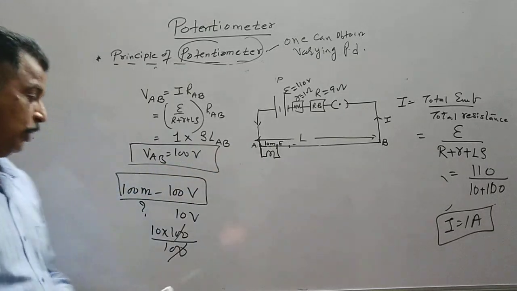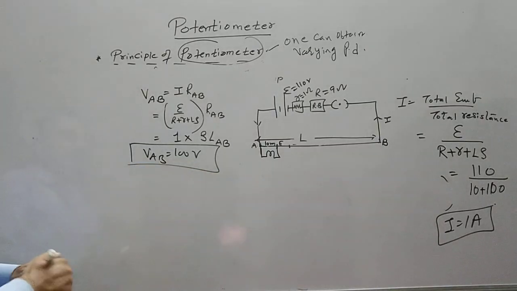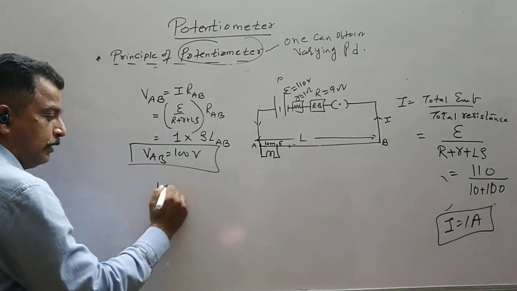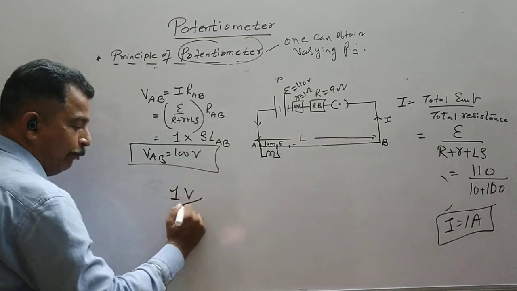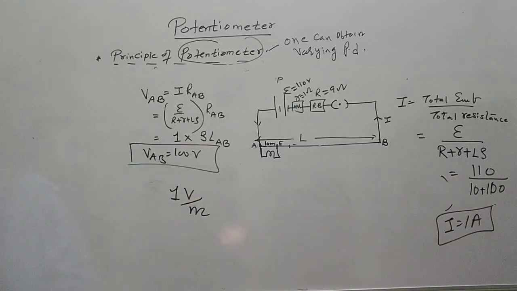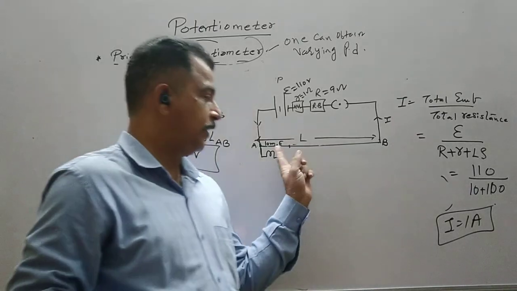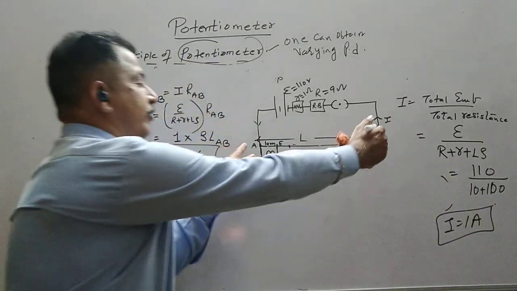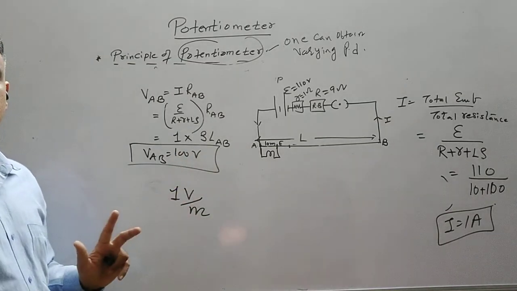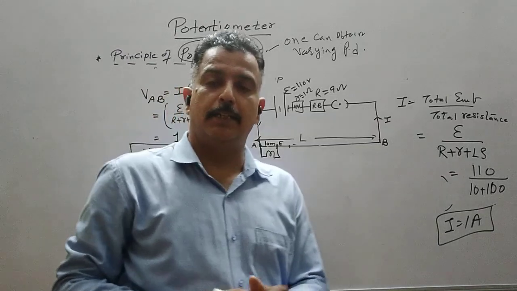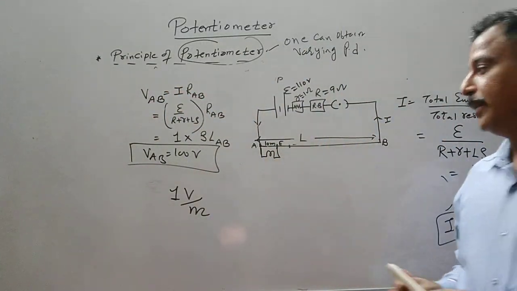So instead of writing this again and again, I will write this as: 100 volt, 100 meter wire means 1 volt per meter. What is the length of this wire? 100 meter. That we have taken 100 meter. And the potential difference across this point is 100 volt. So 1 volt per meter. Now depending upon your situation, you can connect across its two ends.